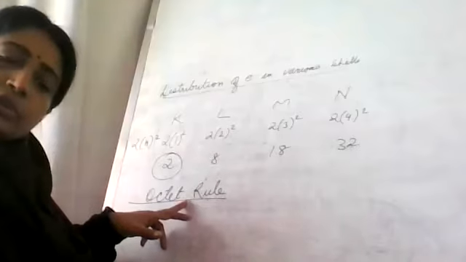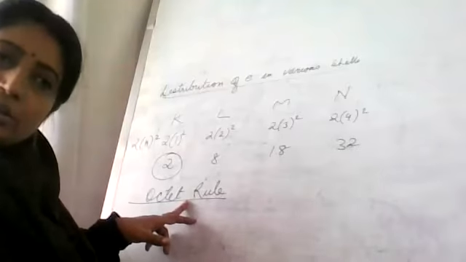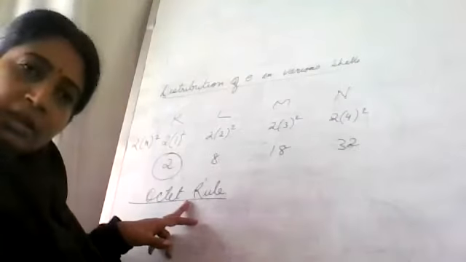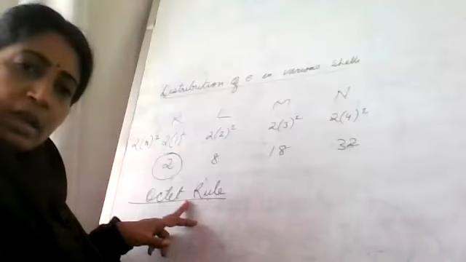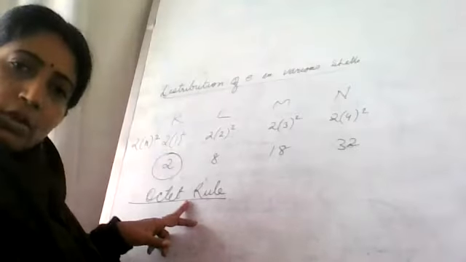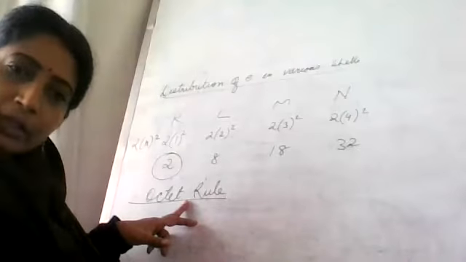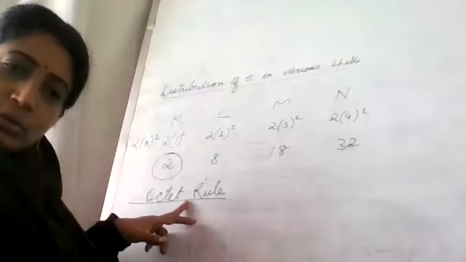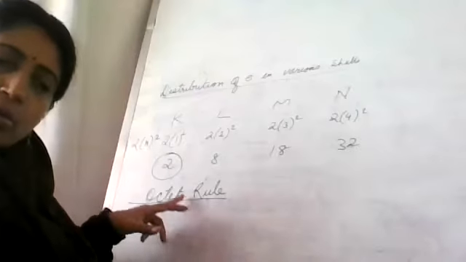According to octet rule, the last shell should not contain more than 8 electrons. It may be less than 8 electrons, but not more than 8 electrons. Okay, class? Okay. Yes, ma'am. This is the main rule which you have to follow.